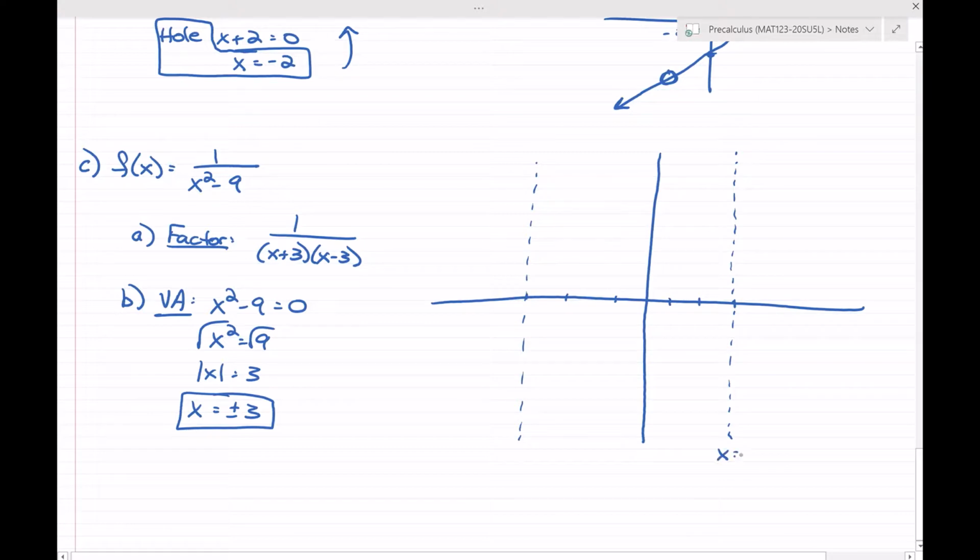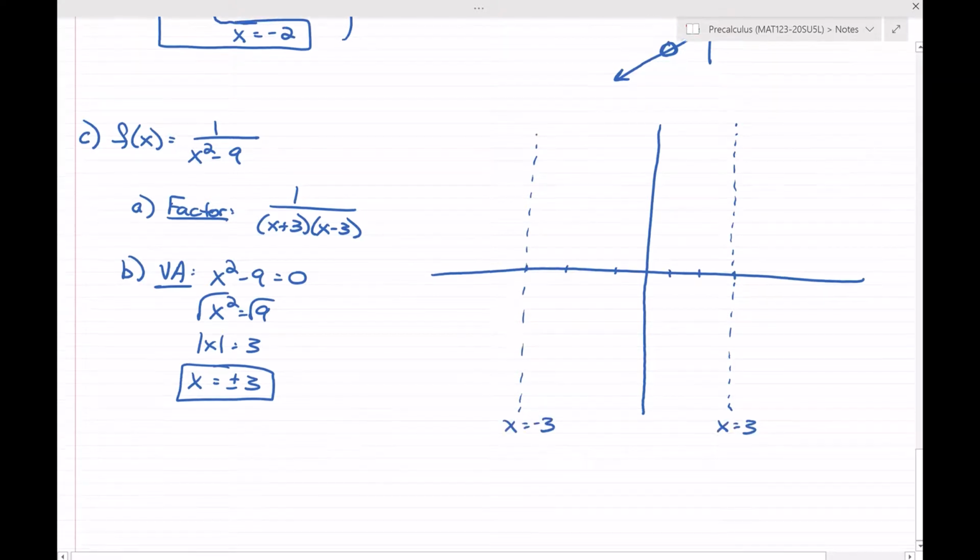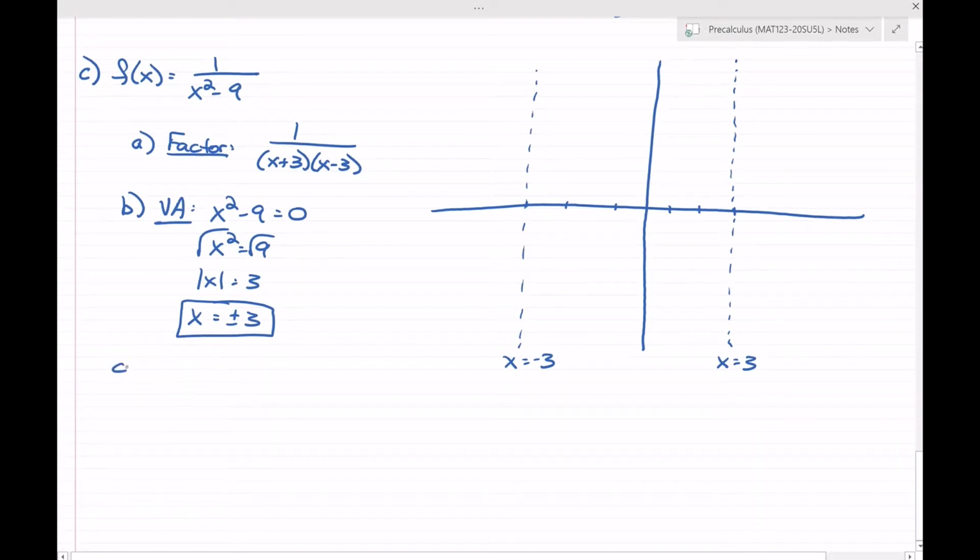So 1 vertical asymptote's at 3, and 1 is at -3. Everything else is the same. So for our horizontal asymptote, there's no x on top, so the top power is 0, and the denominator power is 2. The top is smaller, so this means that our horizontal asymptote is just going to be y is equal to 0.